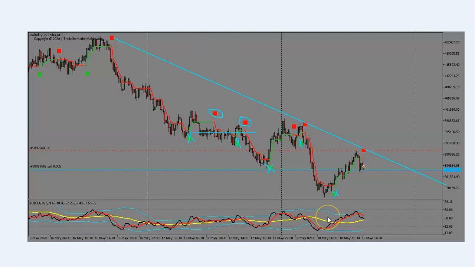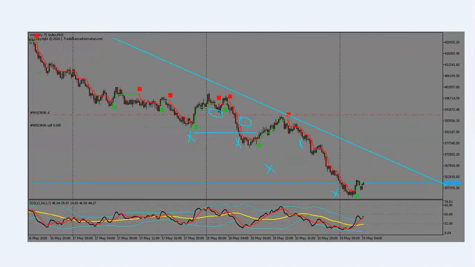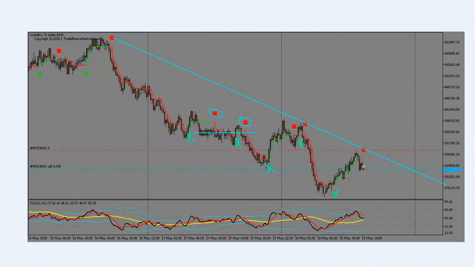Okay, let's go to the next flash and see how this trade played out.